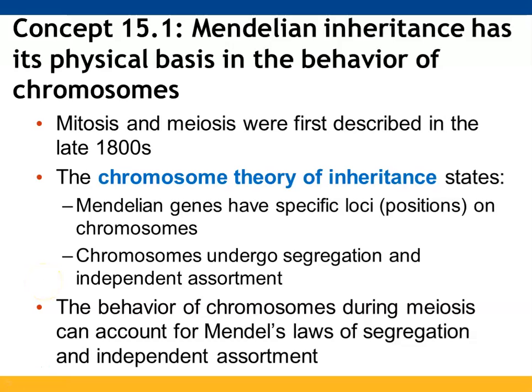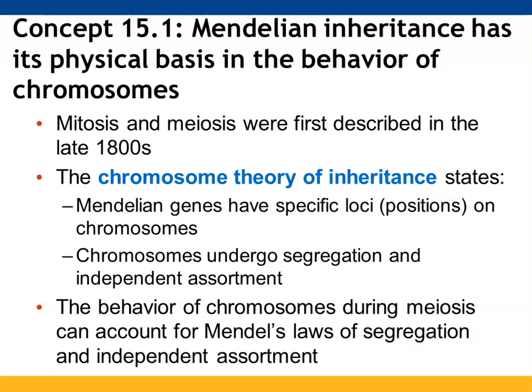15.1 is going to connect what we learned with Mendel, keeping in mind that when Mendel did his work, he did not know about DNA, he did not know about chromosomes. So we're going to take what Mendel was able to describe with his pea plants and see how that connects to what we know now is present in cells with chromosomes.